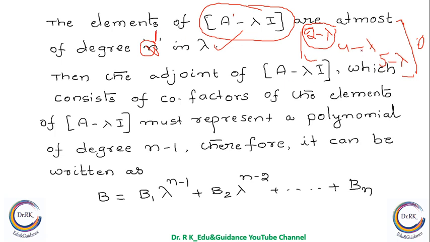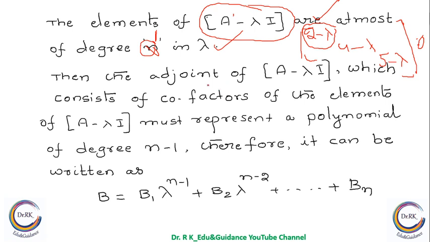Now if we take the adjoint of this, we know adjoint means the cofactors. If we take 4 minus lambda into 5 minus lambda, it is a 3 by 3 matrix, therefore this adjoint will have terms in lambda square, right? If it is a 4 by 4 matrix, we'll get lambda cube. So that is the important point here.